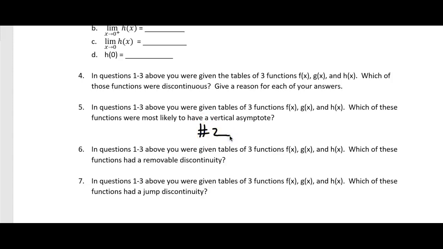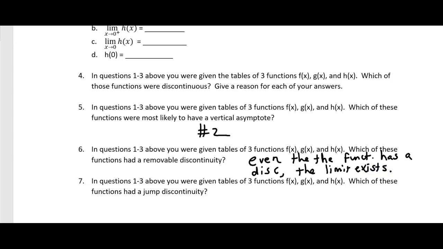All right, number 6. In questions 1 through 3 above, you were given the tables of f, g, and h again. Which of these functions has a removable discontinuity? Now, a removable discontinuity is one that, even though the function is discontinuous, the limit exists.